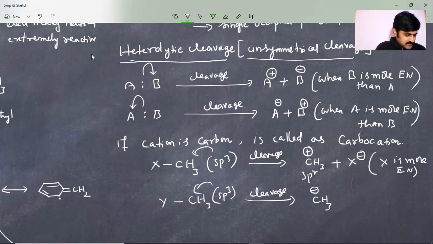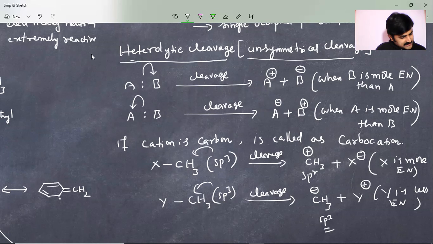Carbon is getting a negative charge. They are called carbanions, and Y will become positive. In that case, I am writing that Y is less electronegative than carbon. In such a case, the carbanion is sp3 hybridized, tetrahedral. So the carbanion possesses an unshared pair of electrons and represents a base. The best likely description is that the central carbon atom is sp3 hybridized with the unshared pair occupying one apex of the tetrahedron in the carbanion.